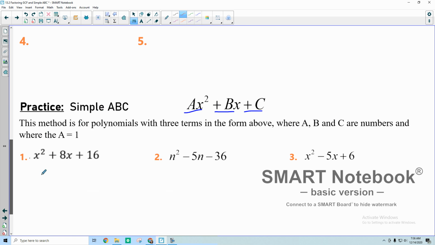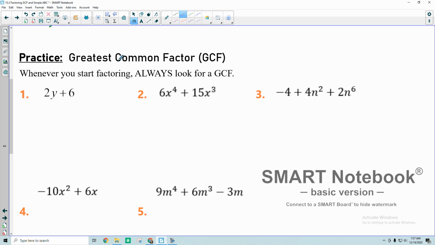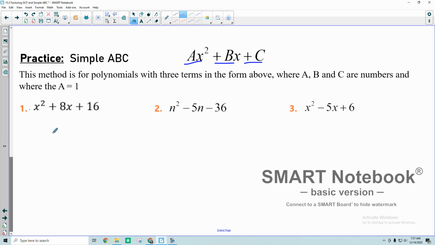Let's jump into some problems now. We're going to skip all of these where we're worrying about the GCF. Your teacher in Algebra 2 will definitely go over these, but for the sake of time, we have to skip these. We're going to move on to simple ABCs, okay?